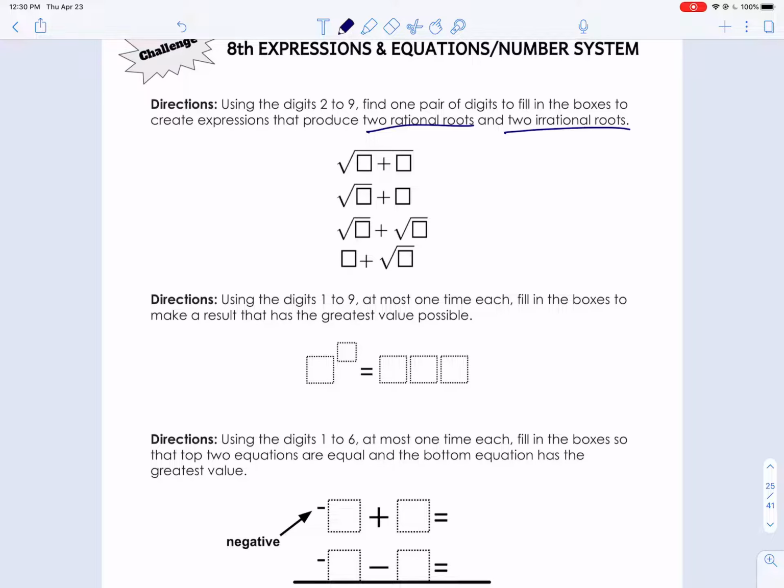Okay, so remember what the difference is. Rational, those are the ones that we can write as a fraction, or in other words, if we're talking about square roots, they come out to whole numbers. So for example, square root of 4, right, that equals 2. So any of those on the diagonal of our multiplication table are going to be rational roots. Irrational are all the other ones, like square root of 3 or square root of 6. Those are the ones that will give us decimals when we evaluate them. So we want 2 irrational and 2 rational.